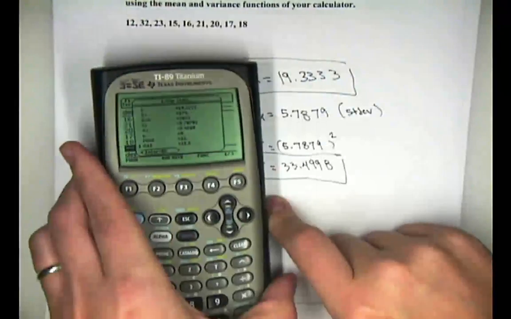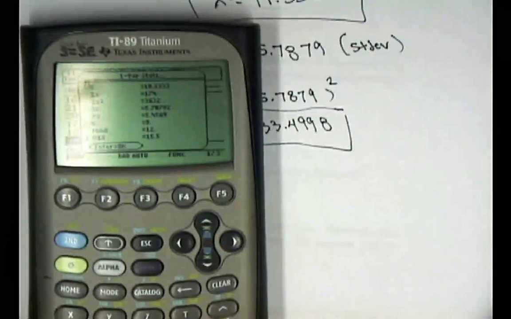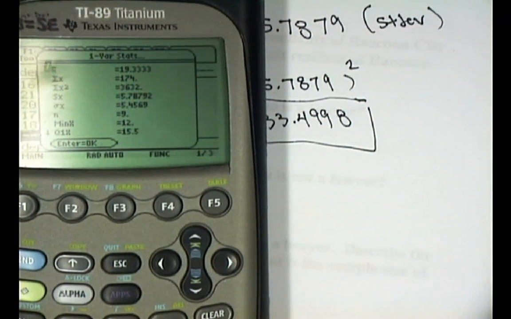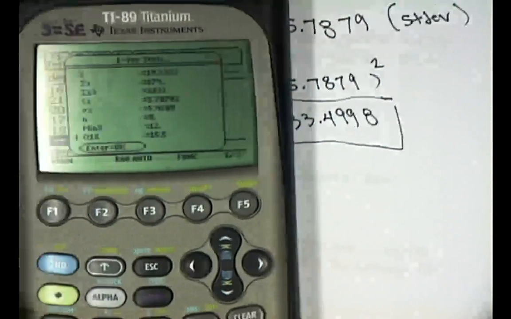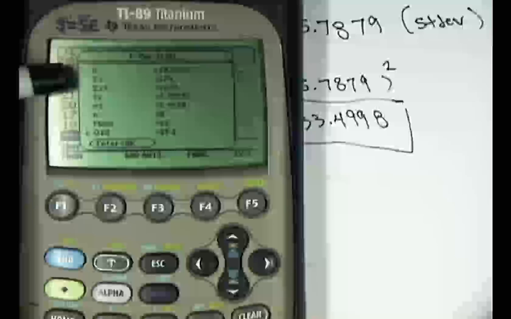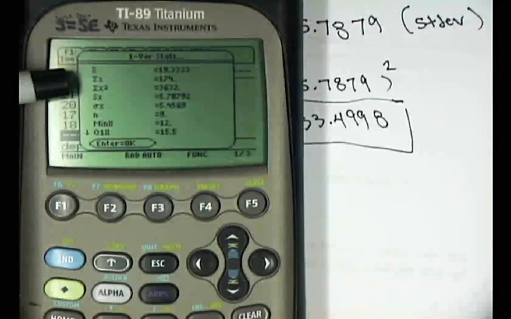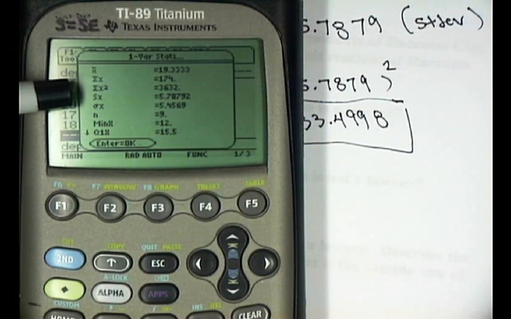And it brings up a nice menu here. Let me try to zoom in so that you can better see the stat menu. Oh, I've got quite a smudge there, don't I? Sorry about that. Okay, so we've got x bar equals 19.33. That is our mean, our average. We want to write that down because that's one of the things we find important. The sum of the x's, you used that in a manual calculation formula for the mean as well as for the variance. Sum of the x squareds, you use that for a manual calculation in the variance formula.